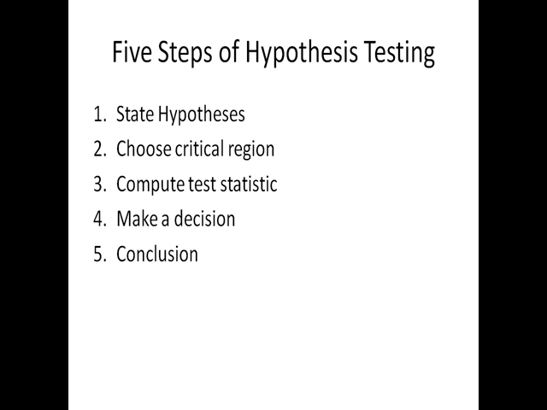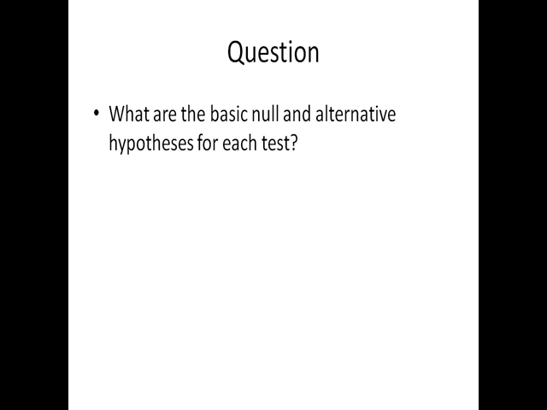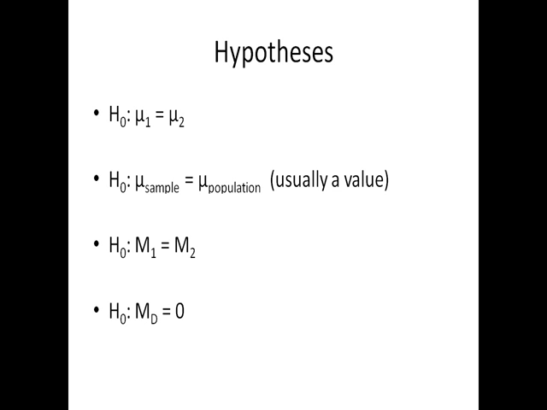Now, the 5 steps of hypothesis testing, this approach can be utilized using all 4 of these different tests. So the first question about hypothesis testing is, what would the basic null and alternative hypotheses for each test look like? Again, these are in the order of z-test, single sample t, independent groups t, and related measures t.